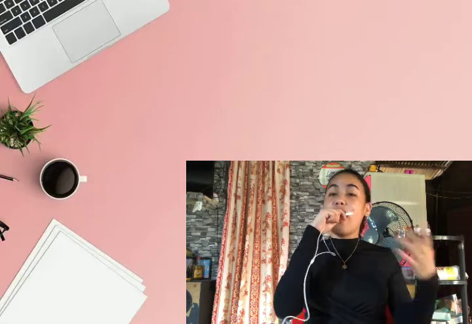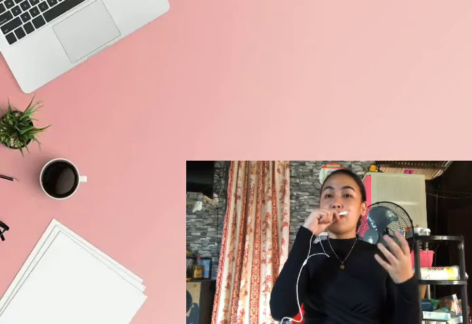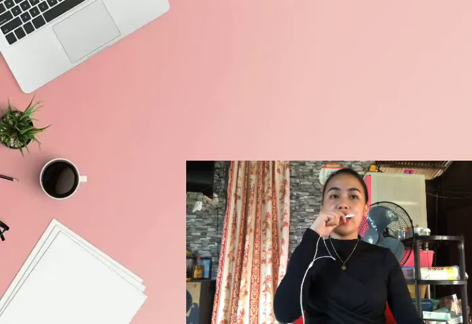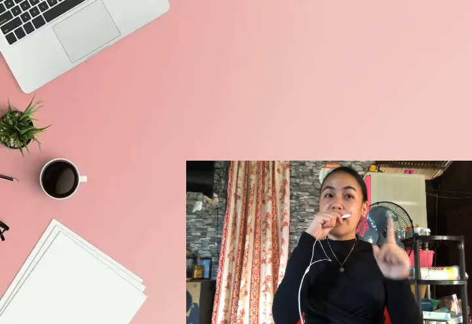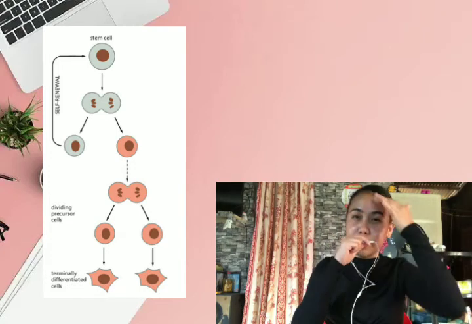Replacements for these terminally differentiated cells are generated from a stock of proliferating precursor cells, which themselves usually derive from small numbers of dividing stem cells. Both stem cells and proliferating precursor cells are retained in the corresponding tissues along with the differentiated cells. Stem cells are not terminally differentiated and can divide without limit, or at least for the lifetime of the animal. Remember that.